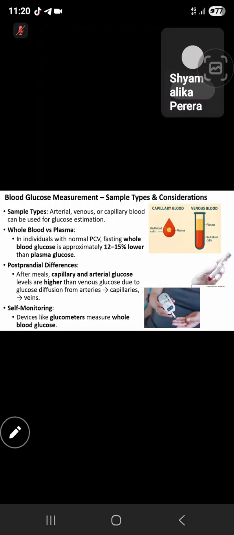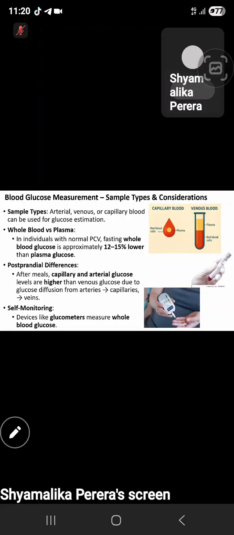So if you take fasting samples, that means your digestion and absorption are already completed, and now your blood is circulating. In your circulating blood, the glucose is diffused into the tissues and going back to the circulatory system in the veins. So at that time, it will indicate the appropriate level of blood glucose in your body, right?